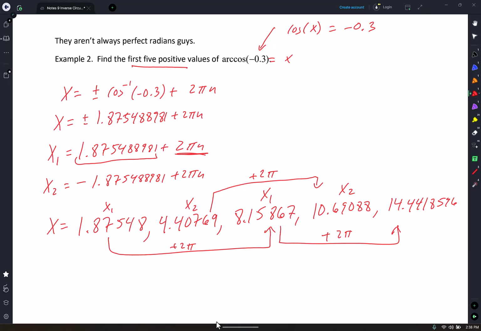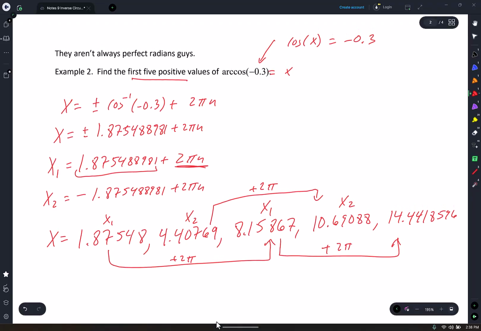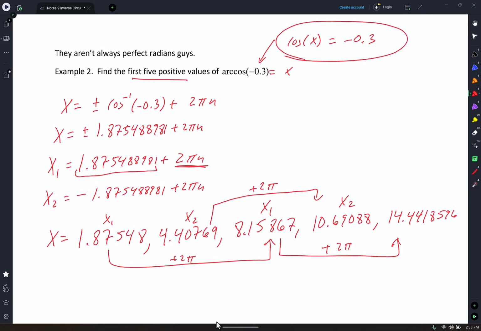I want another way to do this. I don't want to do it this way. If I don't tell you what way to do it, you can just type this into the calculator. Type in cosine x into y1. Type in negative 0.3 into y2 if you have an 84.